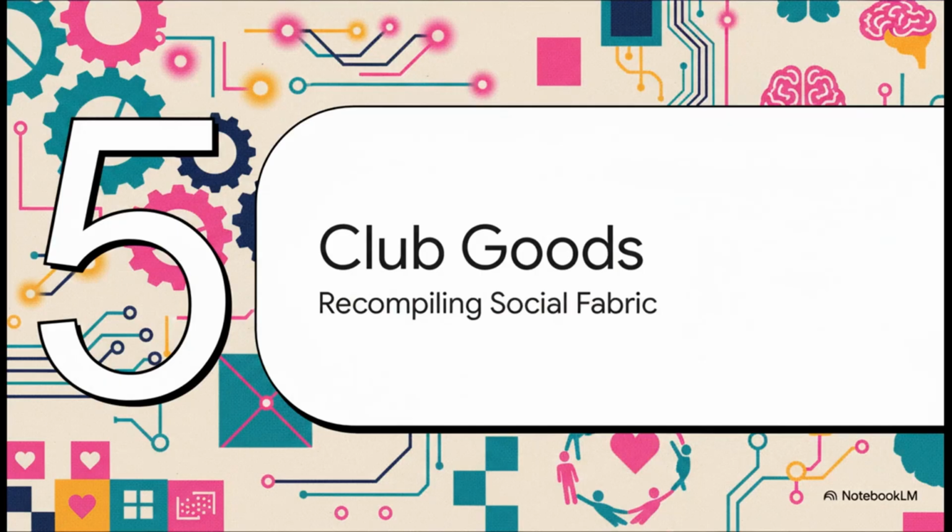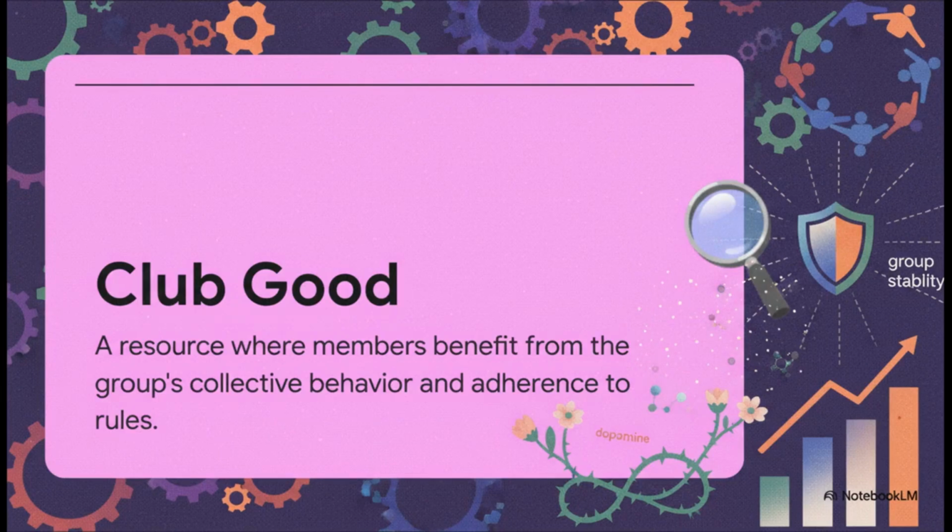Okay, but debugging one user isn't enough, right? How do you scale this fix across the entire network? Well, that brings us to the next phase. We have to recompile the social fabric. And the key to doing that is this concept called club goods. So what exactly is a club good? You can think of it as a piece of social technology. It's basically a shared resource, like group stability, that actually becomes more valuable the more that members contribute honestly and play by the rules. It's a cooperative system that strengthens itself.